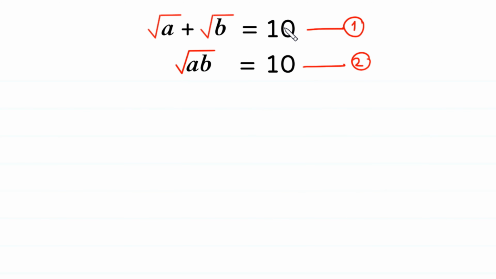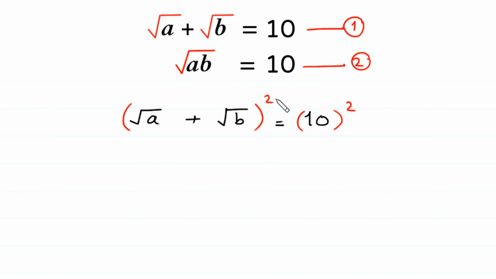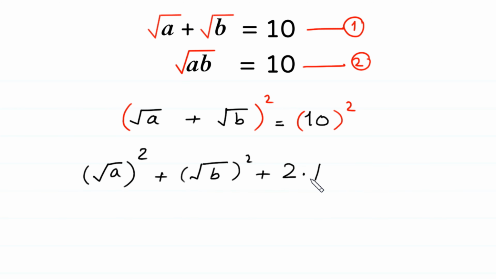First of all, we take a square of both sides of equation 1. Equation 1 is square root of a plus square root of b is equal to 10. We take a square of both sides of this equation. Square root of a plus square root of b whole square is equal to square root of a square plus square root of b square plus 2 times square root of a times square root of b is equal to square of 10 is 100.